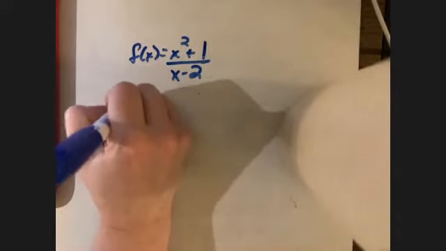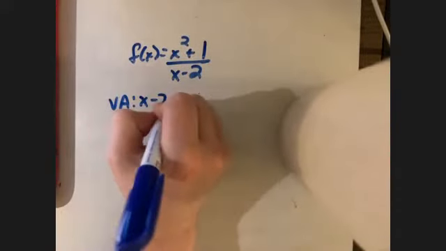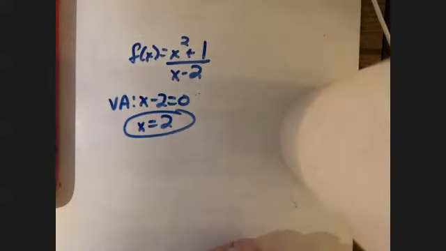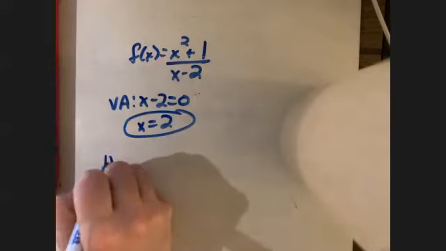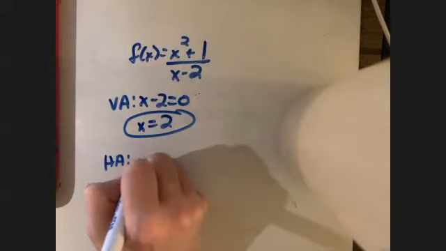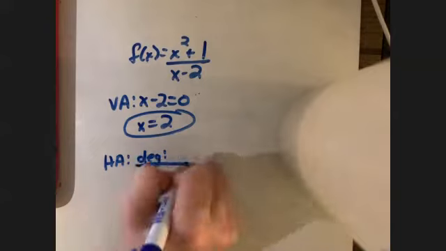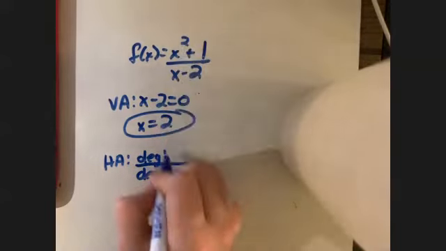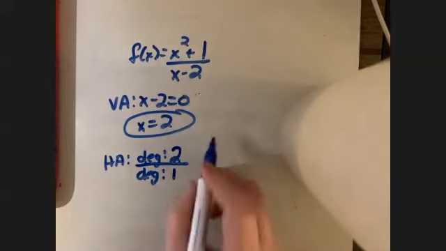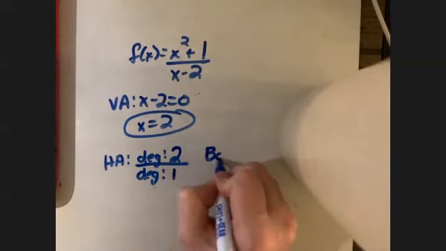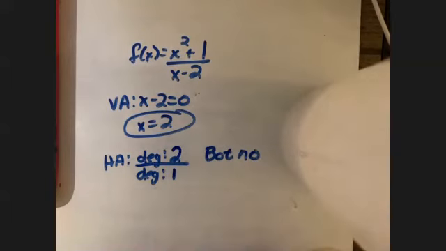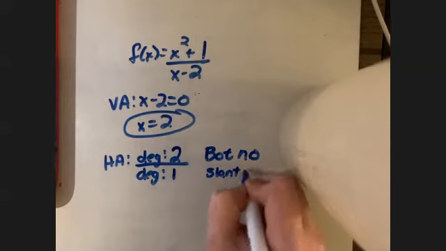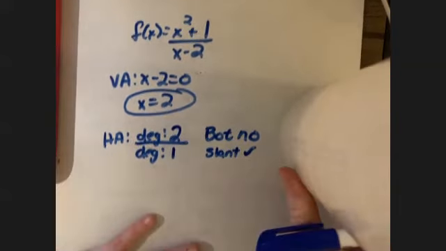So, vertical. Okay. Moving into horizontal. I've got the degree on the top is 2, because that's my highest power. The degree on the bottom is 1. Now, we are bigger on the top, so we're in bot. No, but we are 1 power higher, so we are going to have a slant. Okay, so let's talk about how to get that slant.